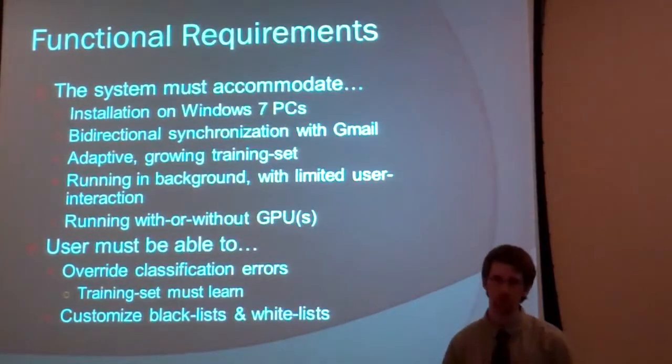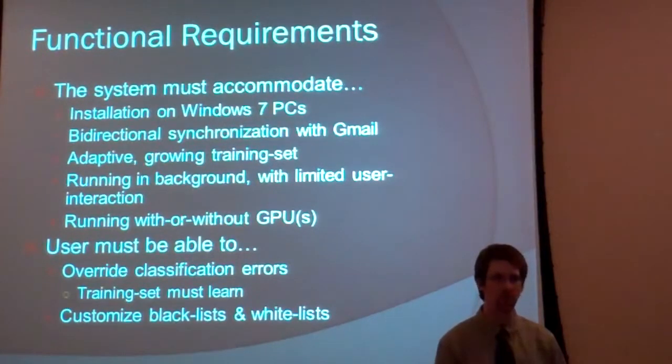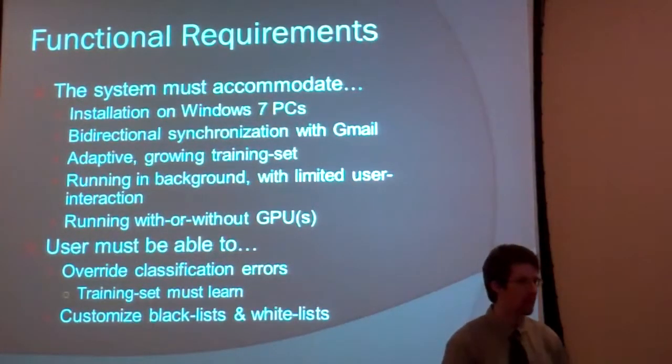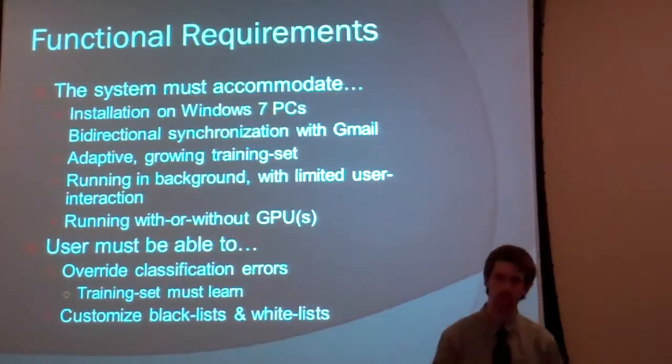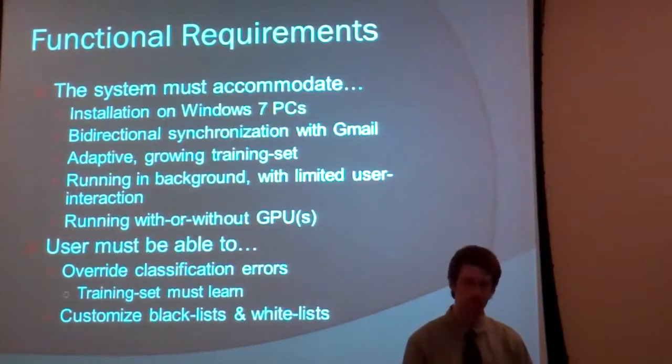If they do have a compatible GPU, it'll use the GPU sort. If it doesn't, it'll just use a sequential version of the algorithm. Additionally, the user must be able to override any classification errors that occur. So if something's labeled as spam and it isn't, they should be able to fix that. And then the training set must learn from this mistake so it doesn't make it again.